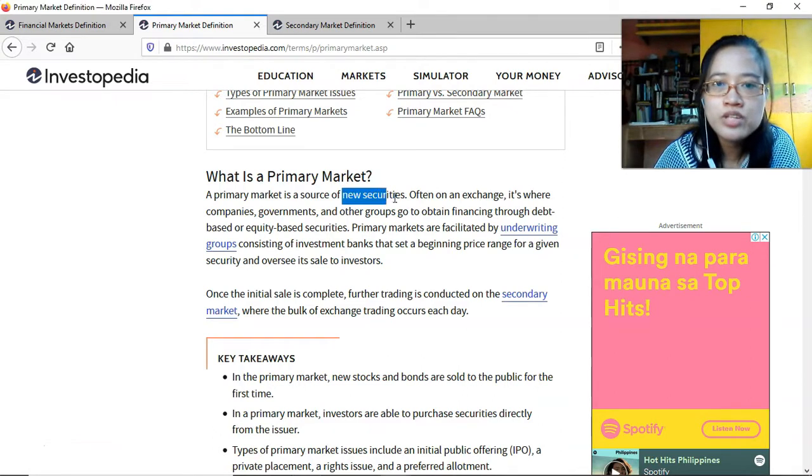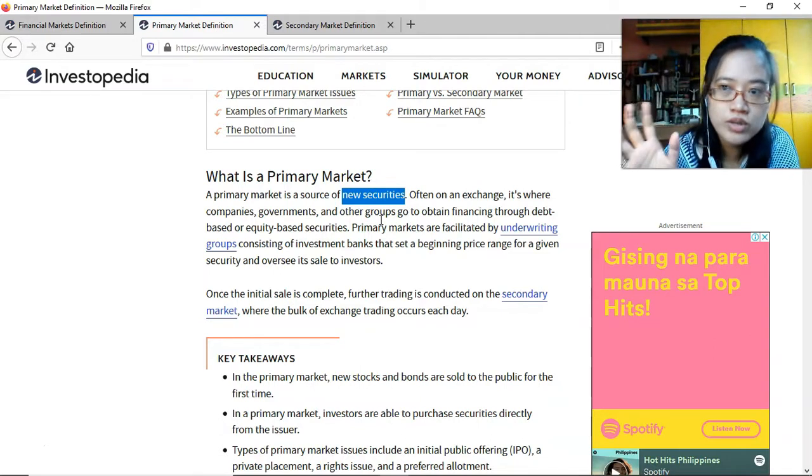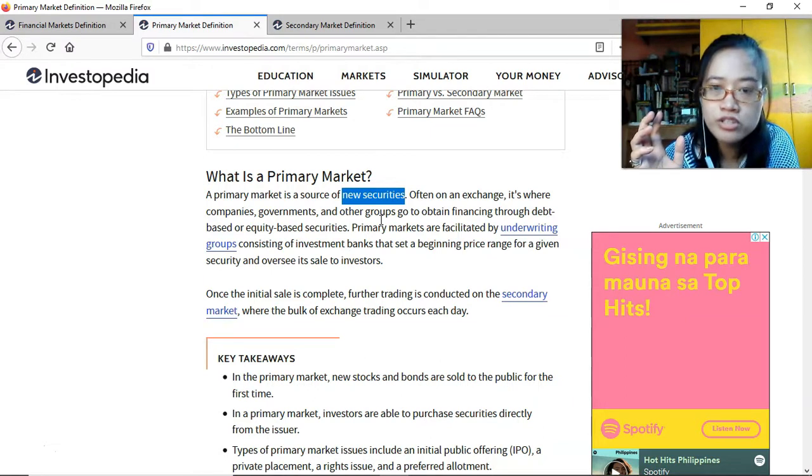Essentially, the parties involved here are the issuer of the securities, essentially the government if it's treasury bills, or private companies if it's equity, ordinary shares, or preferred stocks, or bonds, right? Often in an exchange, it's where companies, governments, and other groups go to obtain financing through debt-based or equity-based securities. Debt-based, we have the bonds, and equity-based, we have the preferred shares or the ordinary shares.